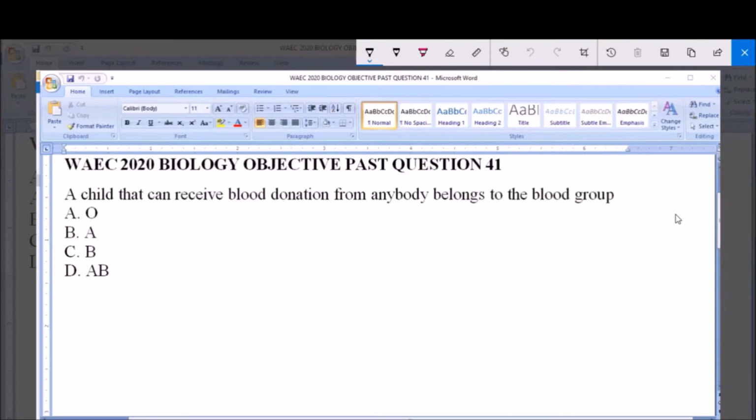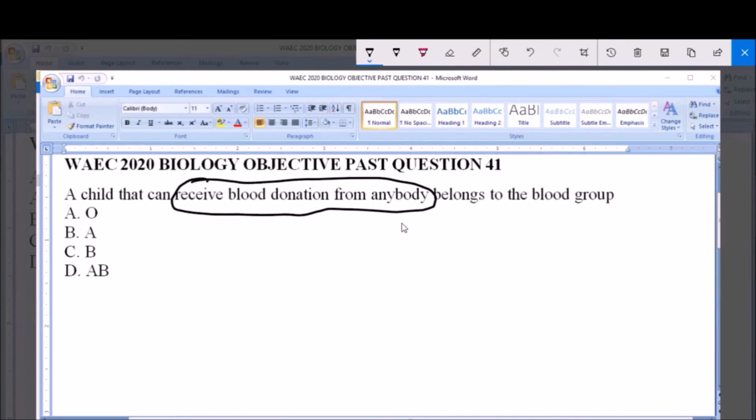Hello and welcome. I'm going to be answering WAEC 2020 Biology Objective Past Question 41. A child that can receive blood donation from anybody belongs to the blood group A. O, B. A, C. B, D. AB. So you have 4 blood groups here amongst the options, and you are asked for the blood group that can receive blood donation from anybody.